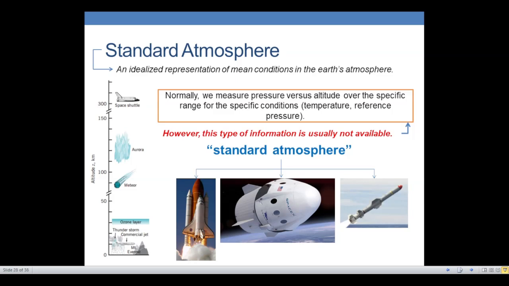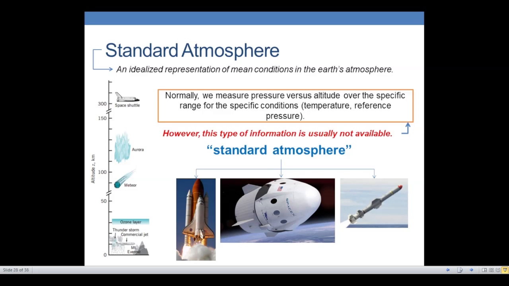Commonly we describe pressure in terms of the temperature or some other specific condition, and we also use a reference pressure, but this is not always available if we are talking about conditions in the Earth atmosphere. That is why it is important that we establish what we call the standard atmosphere, meaning a particular condition of the atmosphere that is true all year round. Okay, now let's proceed.